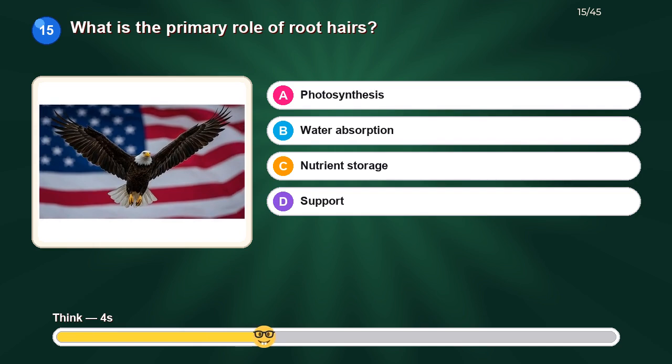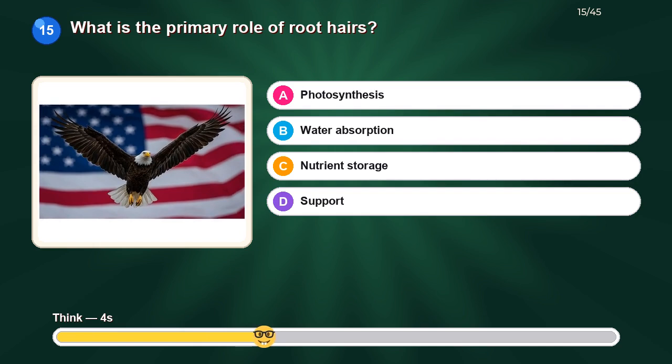Which of the following is a feature of the gynoecium? Option A, contains stamens. Option B, produces pollen. Option C, contains carpels. Option D, has no role in reproduction. The correct answer is contains carpels.